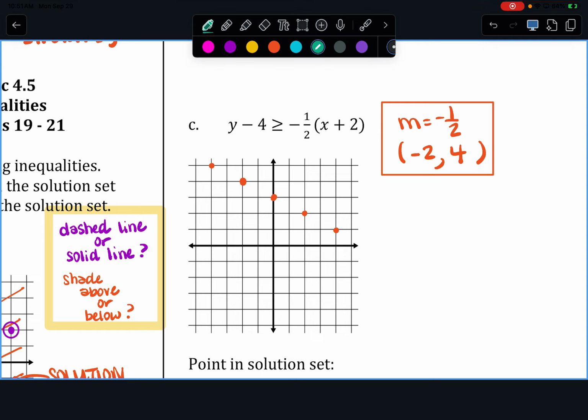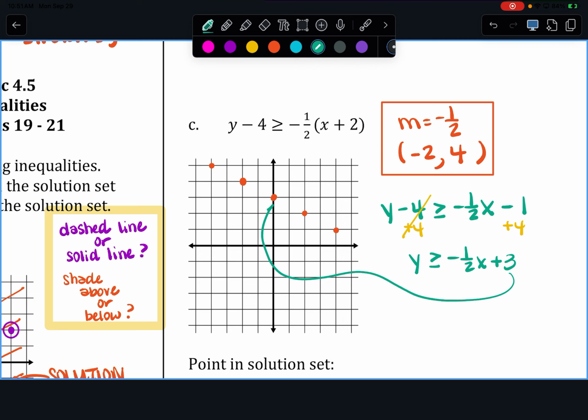Now, if that makes you uncomfortable or you think you might mess that up, then go ahead and convert it to y equals mx plus b form. I'll just do that really quick in case anybody wanted to go that route. So you have to distribute the -1/2, which would give you -1/2 x minus 1. And then you would need to add the 4 over to the other side. And that would give us y is greater than or equal to -1/2 x plus 3. And notice that that's exactly where my y-intercept is, +3, right, with the same slope of -1/2.